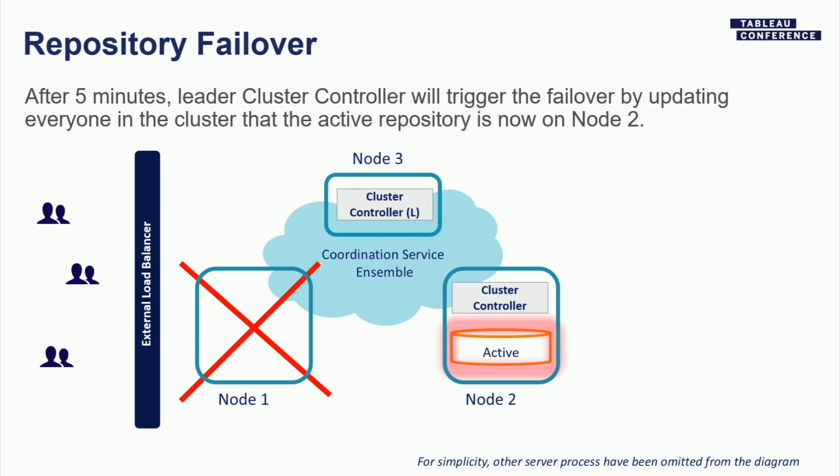The leader cluster controller, after noticing that the Postgres repository, the active repository, is not there, will trigger failover. And the passive repository on node 2 will be the new active repository. And cluster controllers on all other nodes will update the configuration of other processes to point to this new active repository. And the cluster can work just fine.